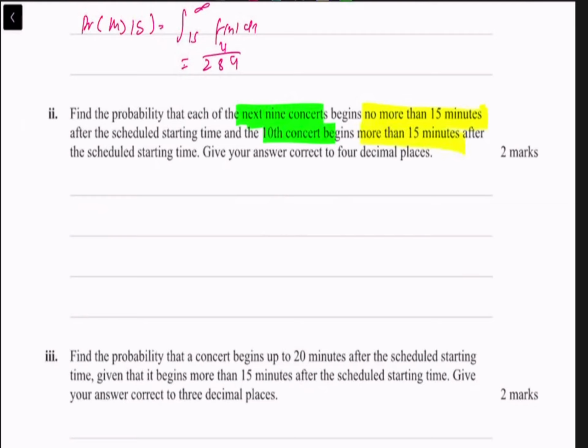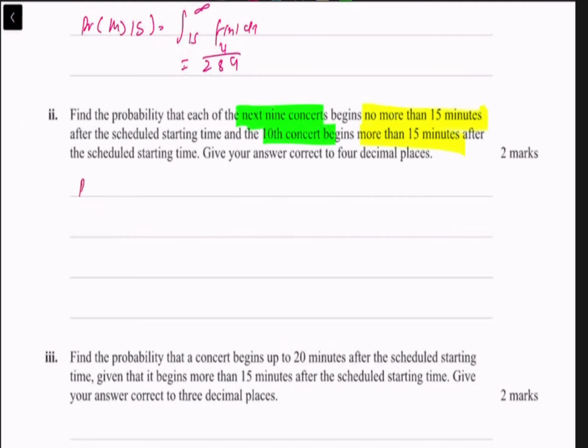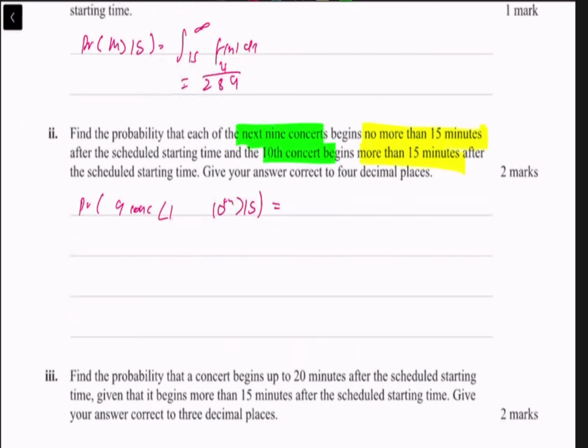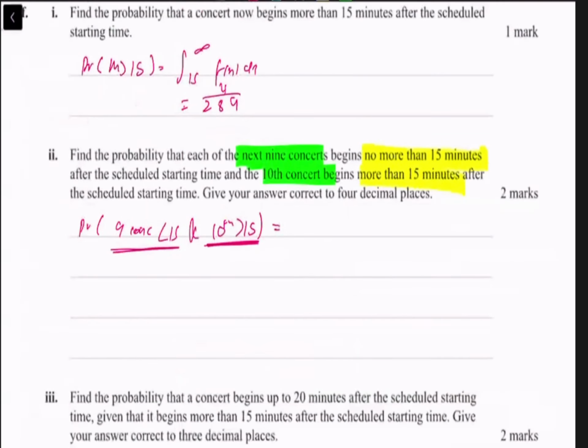So we're kind of moving into binomial here, but it's asking for a very specific scenario. So we're trying to find the probability that 9 concerts are less than 15 and the 10th one is more than 15. To do this, we would use CAS to find firstly the probability that something is between 0 and 15. So that's for these ones. And we've already figured out the probability that something's greater than 15.